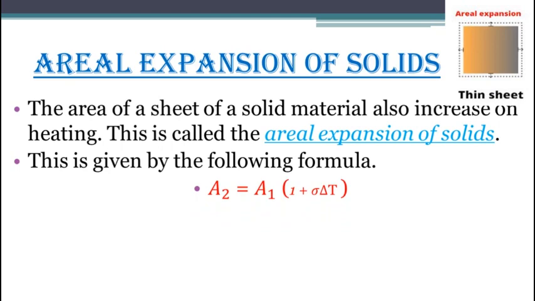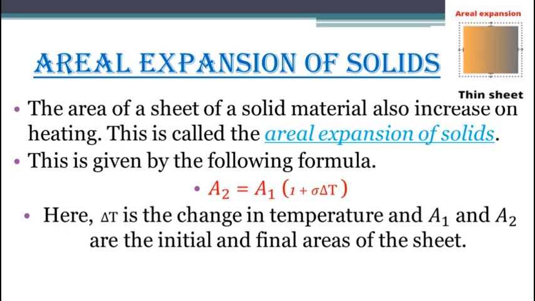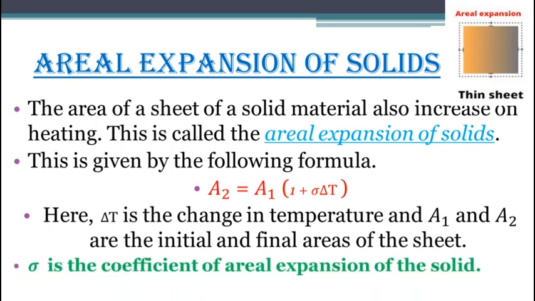So it is areal expansion, and the formula can be written as A2 equals A1 multiplied by (1 plus sigma delta T). This is the formula of areal expansion of a solid. Here delta T is the change in temperature, A1 is the initial area of the sheet, and A2 is the final area of the sheet. Sigma is the coefficient of areal expansion of the solid. In the case of linear expansion, we had lambda, the coefficient of linear expansion, and sigma is the coefficient of areal expansion.